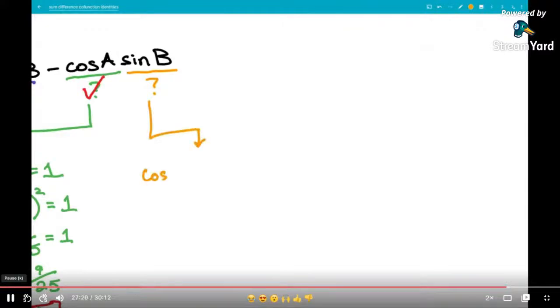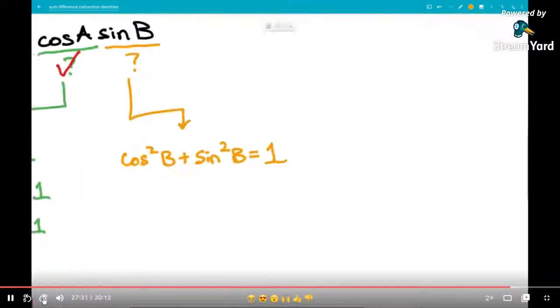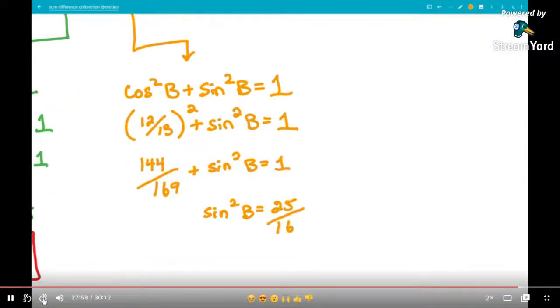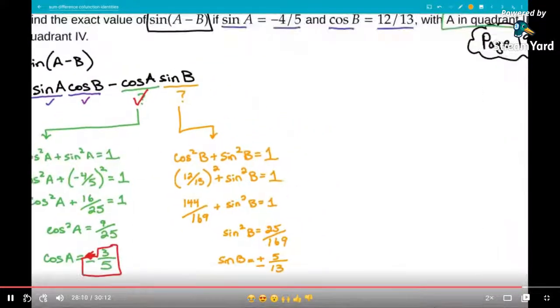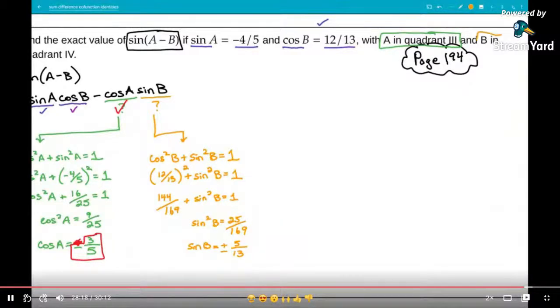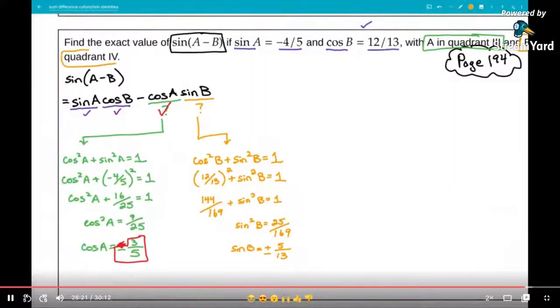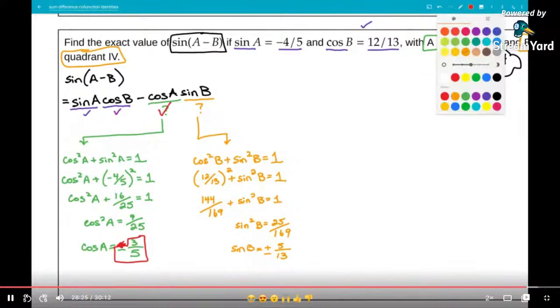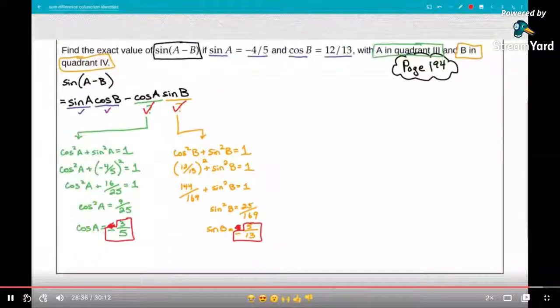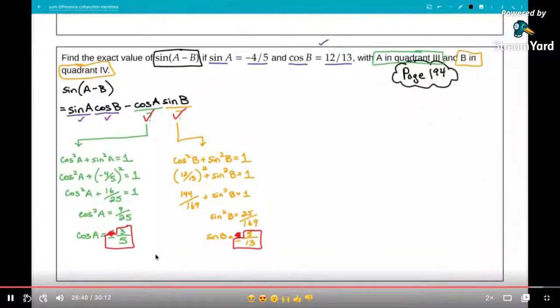We make the same argument for sine of B. All right, I'll let you pause this. I'm just going to skip ahead quickly because it's literally the same idea. Substitute in the given information, do your basic algebra, take a square root, read the question. We're told that angle B terminates in quadrant 4. Well, in quadrant 4, the sine is negative as well. So we'll take the value of negative 5/13.